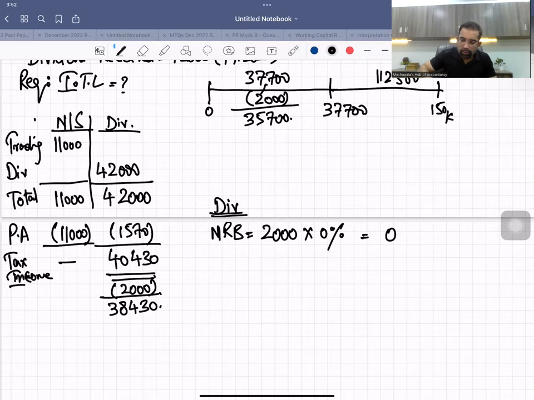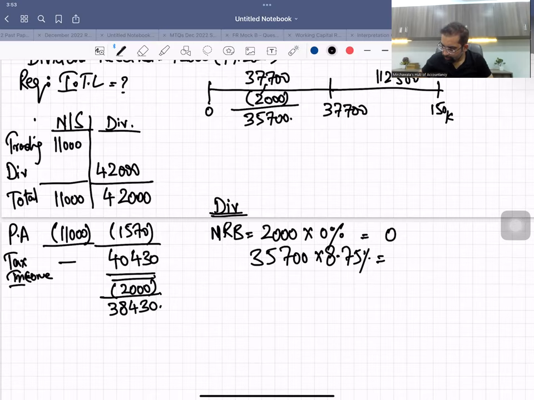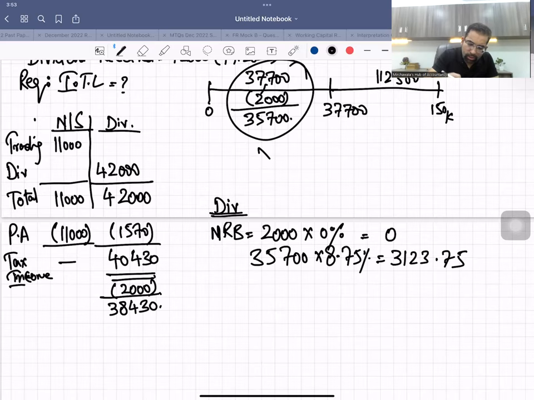So you will use the complete capacity of the first band. And you know the tax rate for dividends in the first band is 8.75%. Okay, so this band is completely used now. Out of this 38,430, how much tax is already computed? On 35,700 income, we have already computed tax.